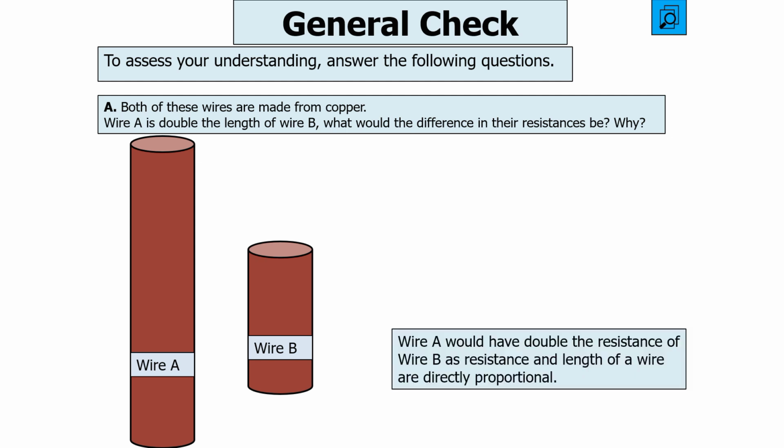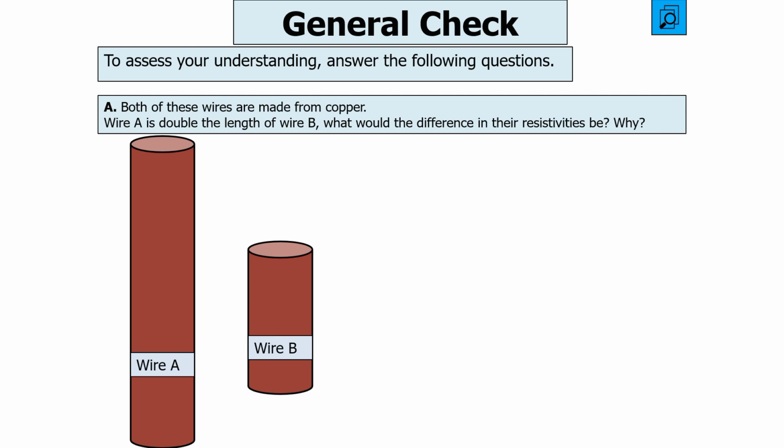Well, wire A would have double the resistance of wire B, as resistance and length of a wire are directly proportional. Now wire A is double the length of wire B. What would the difference in their resistivities be and why?